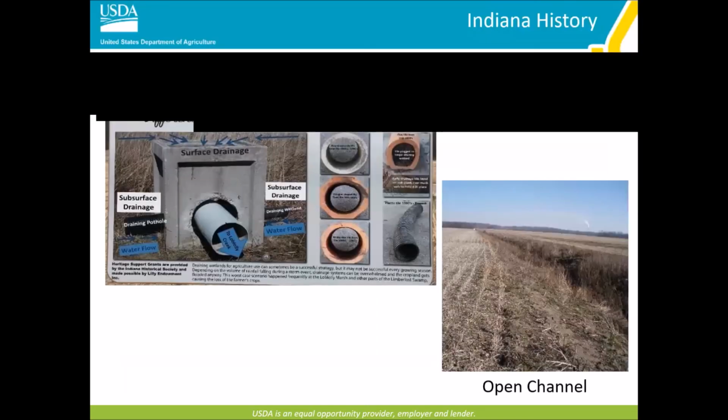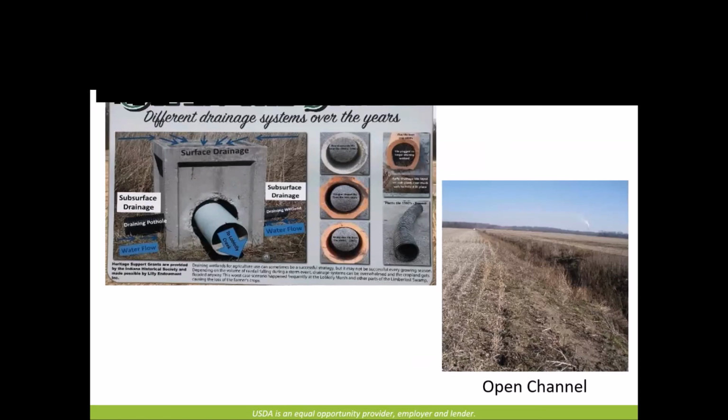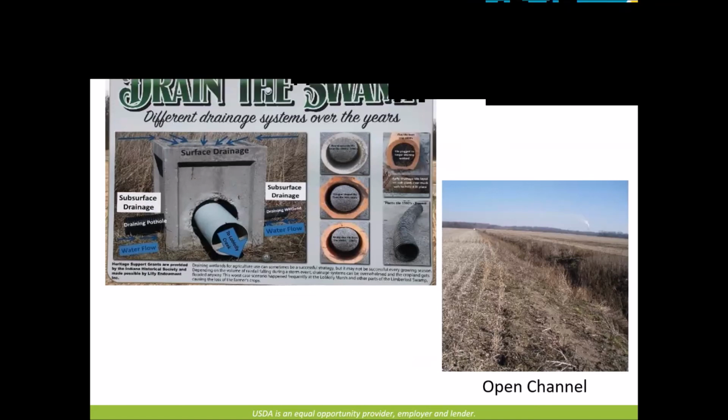So how did we get here? Kind of a brief history in Indiana. You know, Indiana used to have 5.6 million acres of wetlands, which is amazing. Unfortunately, today we only have about 813,000 acres, or about 3.5% of the whole entire state. So it's unfortunate we've lost as many acres as we had. And how did we get there?